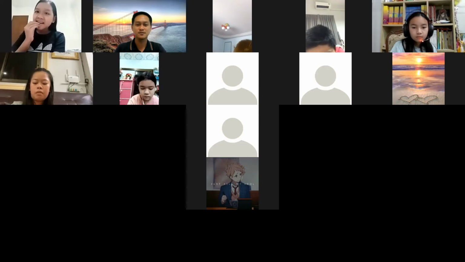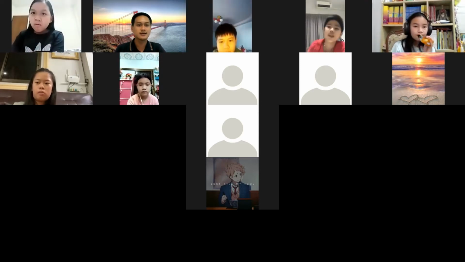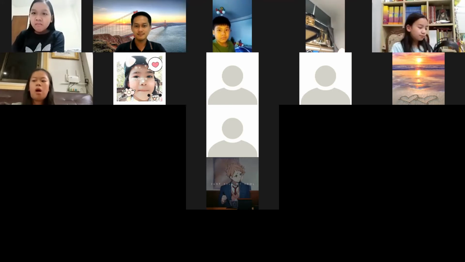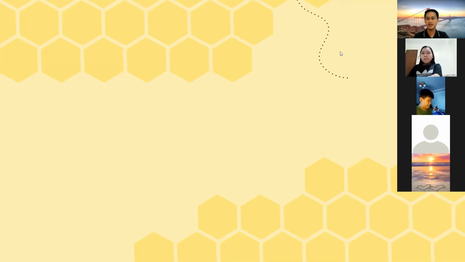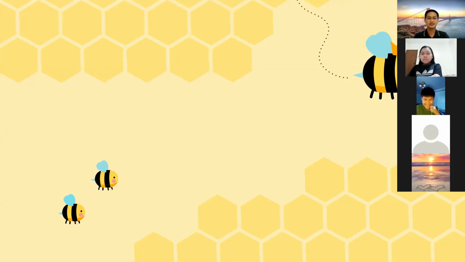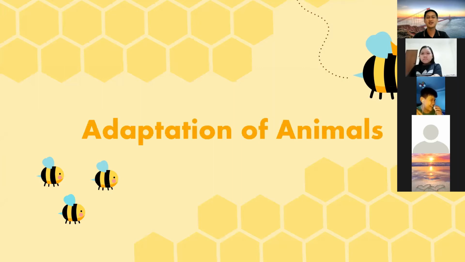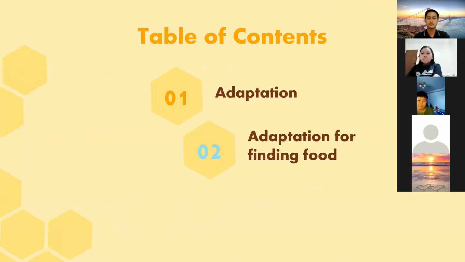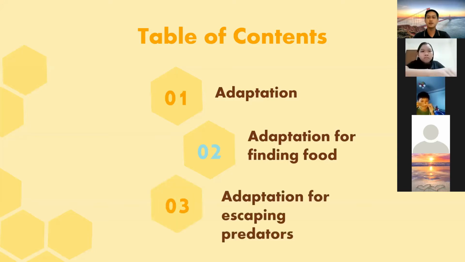So our subject, do you know what is our subject for today? Okay, our subject is about animals. It's science. So our topic for today is about adaptation of animals. Here are the lessons we're going to study. The first one is adaptation. Second is adaptation for finding food. And the third one is adaptation for escaping predators. So we have three subtopics for this lesson.